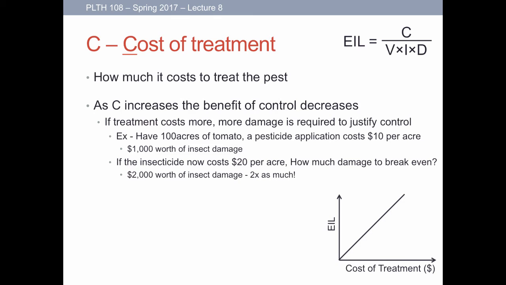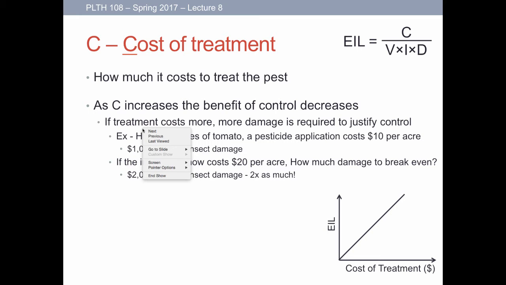You're now at $2,000. Now, if the value of the tomato stays the same and the biology of the pest stays the same, then essentially you just have to withstand twice as much damage before you hit that break-even point, right? Because stink bugs are still going to damage tomatoes at the same rate they were back when pesticides were only $10 an acre. So you need basically twice as many stink bugs to cause that $2,000 just as you did before. Oops, wrong button.